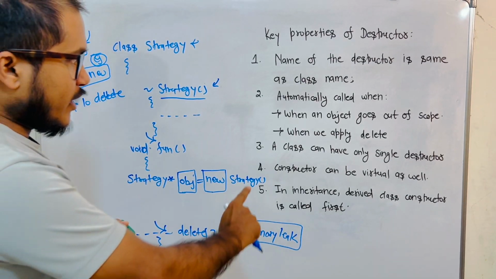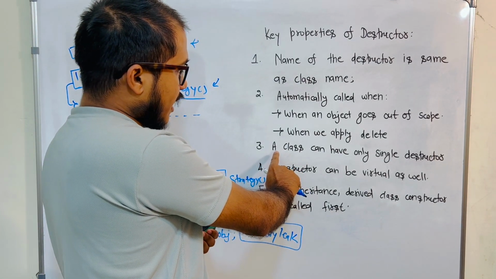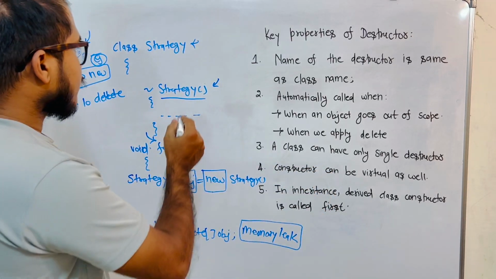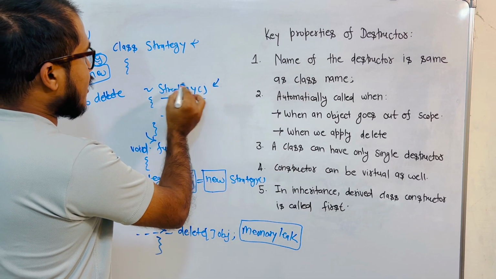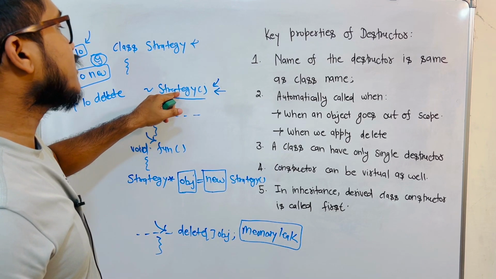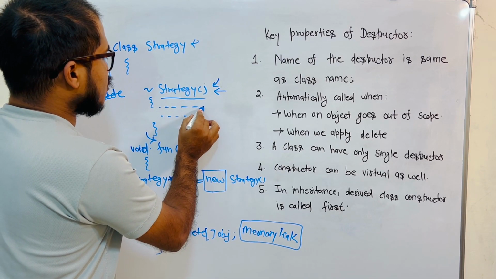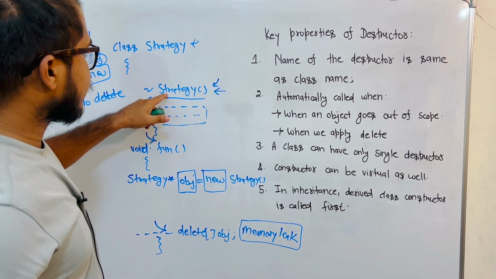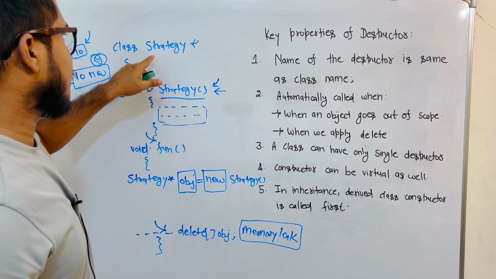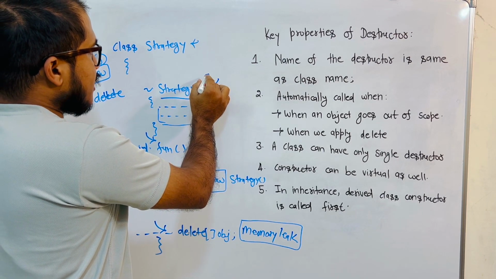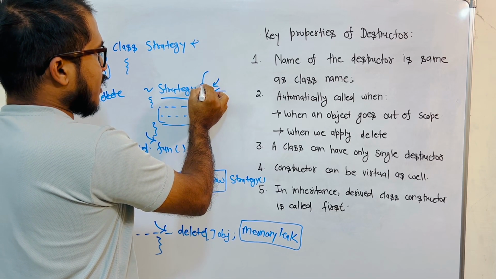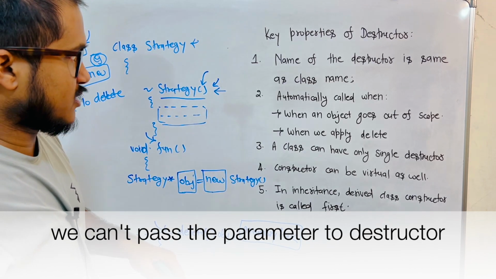Now if I talk about the third property, then I can say a class can have only a single destructor. That is, any class will have only a single destructor, and the declaration of that destructor will look like this. It can have its own implementation, but there will be only a single destructor in the class and its name will be the same as the class name. And in C++, destructor overloading is not allowed. That is, we cannot pass any parameter inside the destructor.